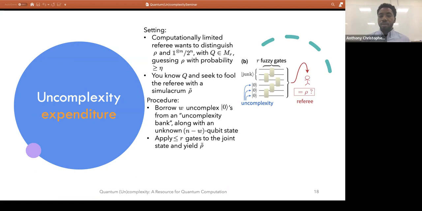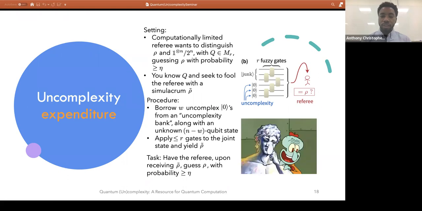The hope is that you need to use as little of the resource as possible in order to fool the referee. And so you start off with what you're given from the uncomplexity bank. You apply at most R fuzzy gates, and then you get some state rho tilde. That's a simulacrum. Afterwards, you give it to the referee. The referee is just performing a hypothesis test between rho and the maximally mixed state. And the hope here, the task, is that the referee, upon receiving rho tilde, will guess that he's received rho with probability greater than or equal to eta.